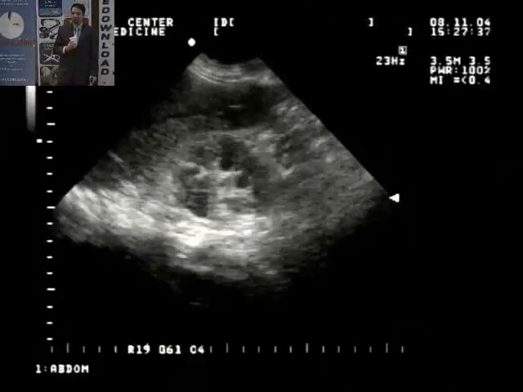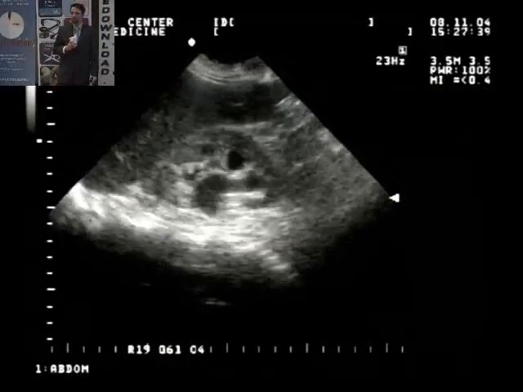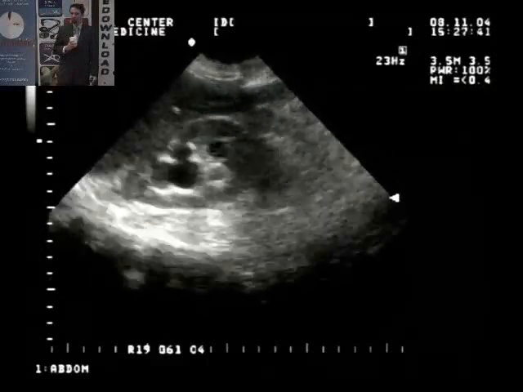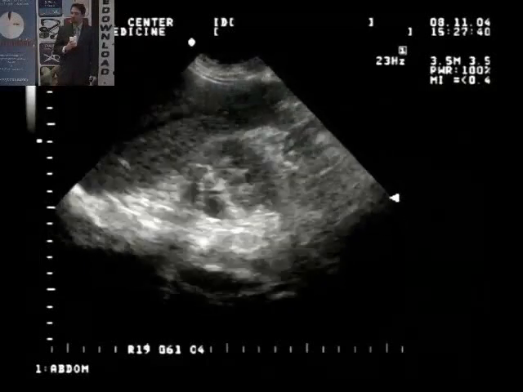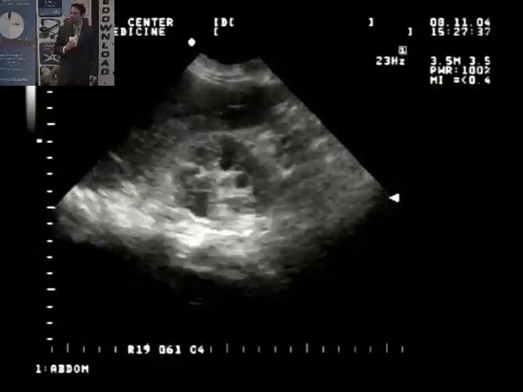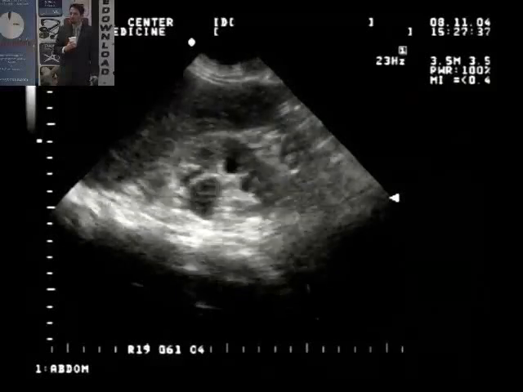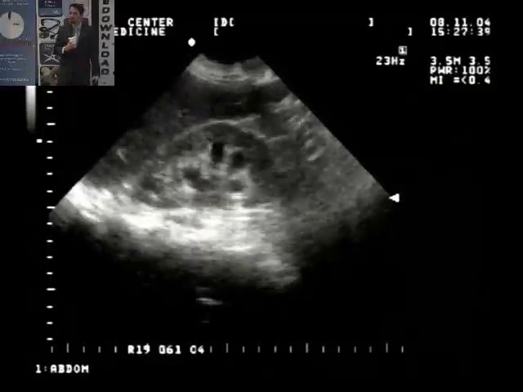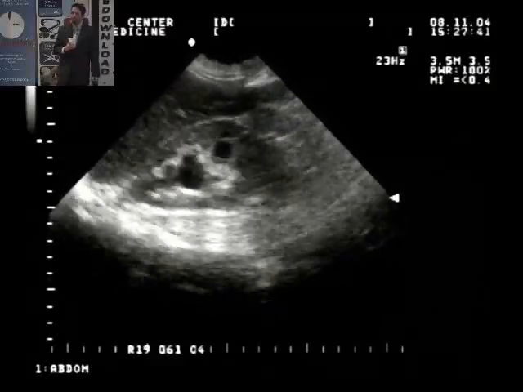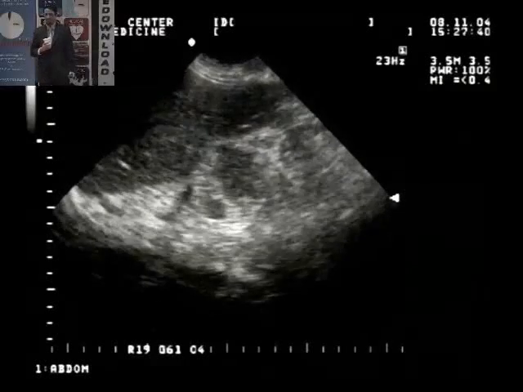Here's another look at hydronephrosis. A lot of cystic-looking structures in the center of the kidney that are all interconnected. As you're fanning through the kidney, you're going to see that all of these collections of water will collect down at the ureter.